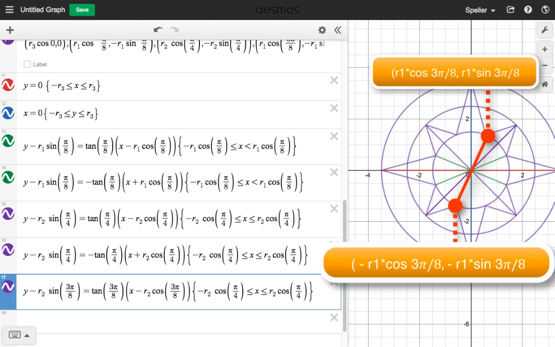And let's see. That there, actually it's going to be r sub 1 because r sub 2 is too long. So we want r sub 1 and r sub 1. And that will limit it to r sub 1, 3 pi over 8. Because we're limiting our domain, r sub 1, and again 3 pi over 8.